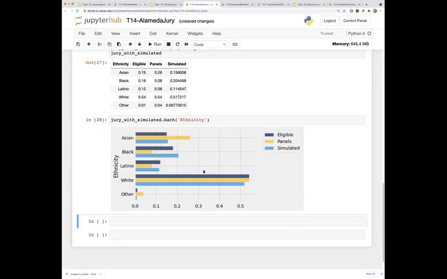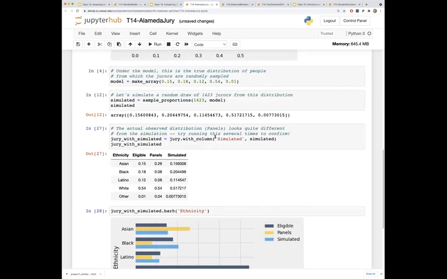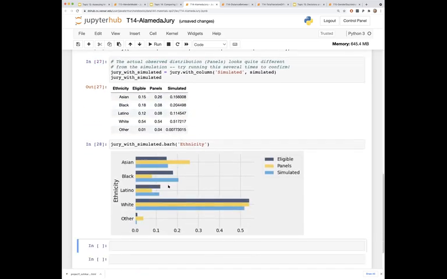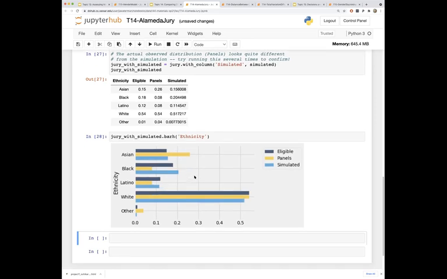You can see that even with just one simulation, the results are pretty close to the eligible. There's not a lot of difference between those, but for certain categories, there's a difference to be seen. So I think we're on to something, that maybe there's something more than random chance going on here.